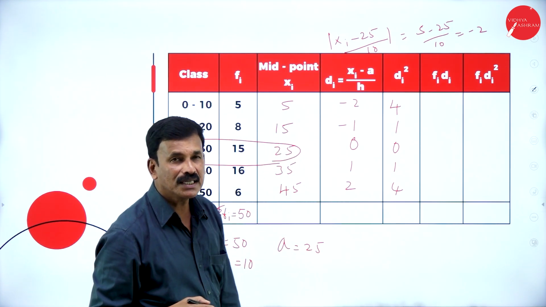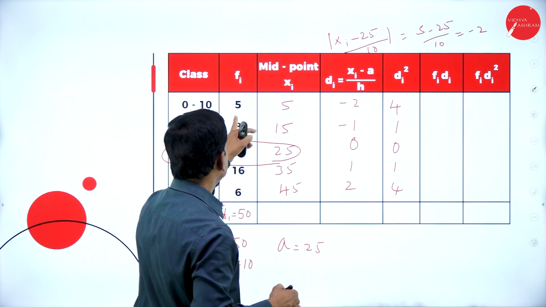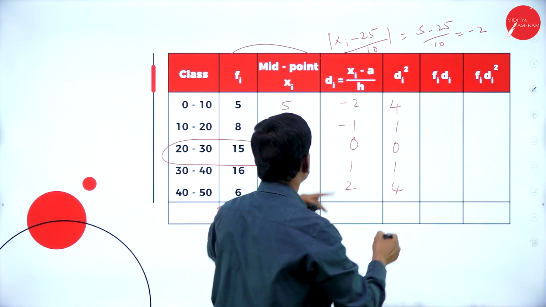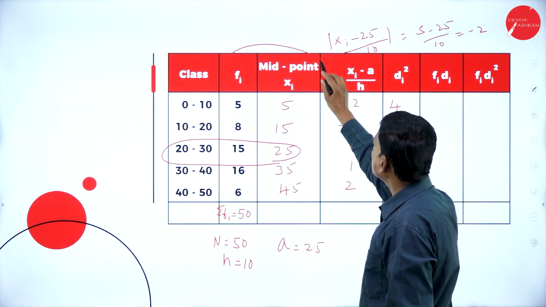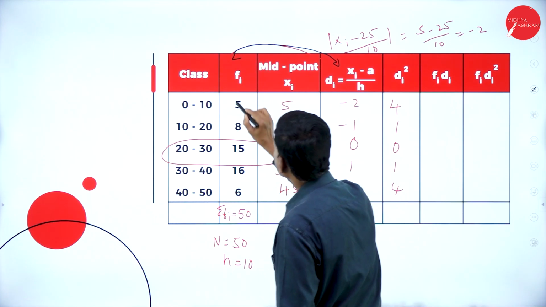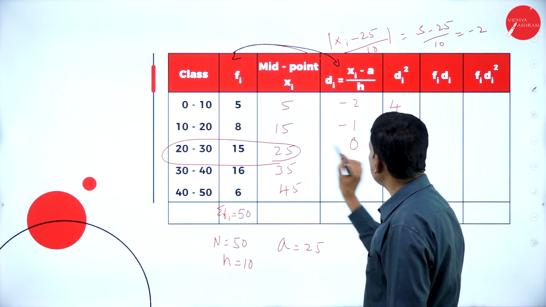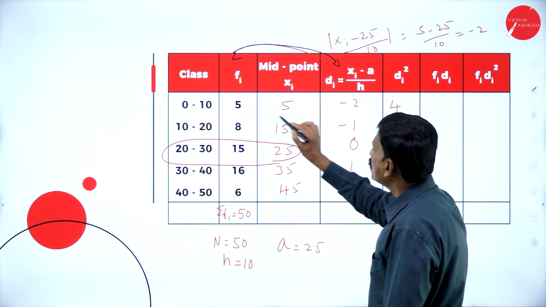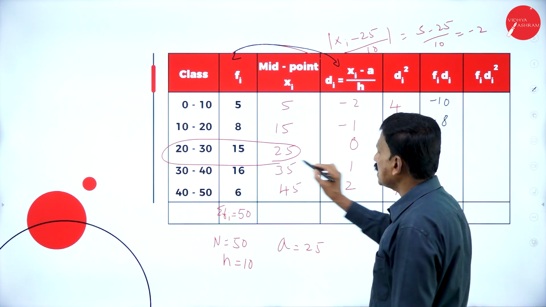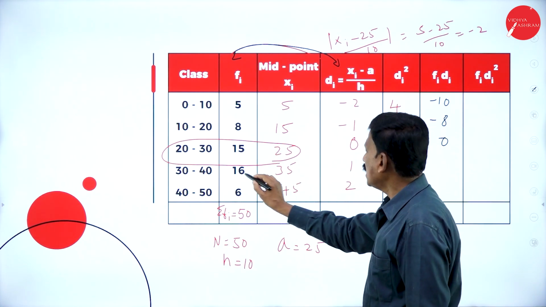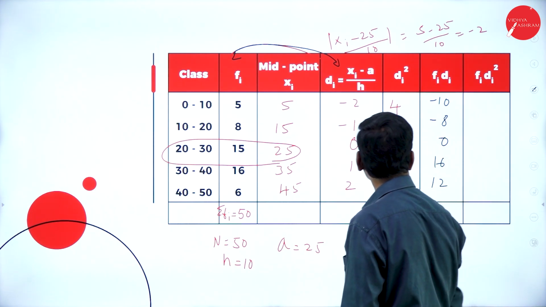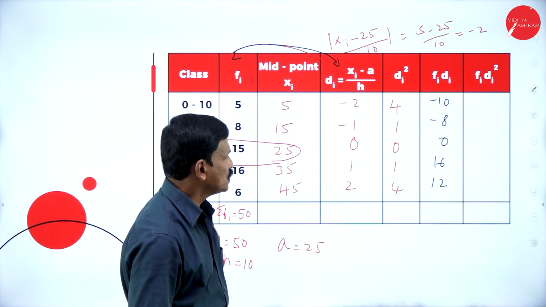Now multiply Fi and di. Multiply these two. So what will you get? Now multiply Fi and di: 5 into minus 2, 8 into minus 1, 15 into 0, 16 into 1, 6 into 2. 5 into minus 2 is minus 10. Again 8 into minus 1 is minus 8. 15 into 0 is 0. Again 16 into 1 is 16. Again 6 into 2 is 12. This is Fi di: minus 10, minus 8, 0, 16 and 12.